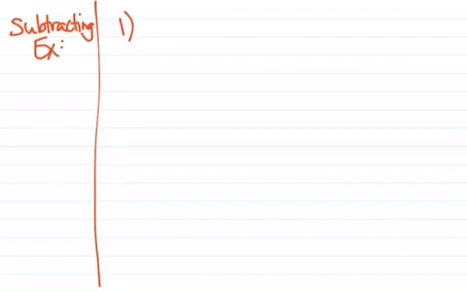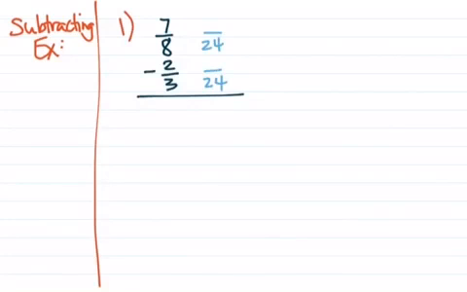Problem number 1, we're going to do 7/8 minus 2/3. Okay, so again, common denominator between 8 and 3. We already figured that out. That was 24. And we had to take 8 times 3 to get 24, so 7 times 3 is 21. And 3 times 8 was 24, so 2 times 8 is 16. Add those together, I get 37.